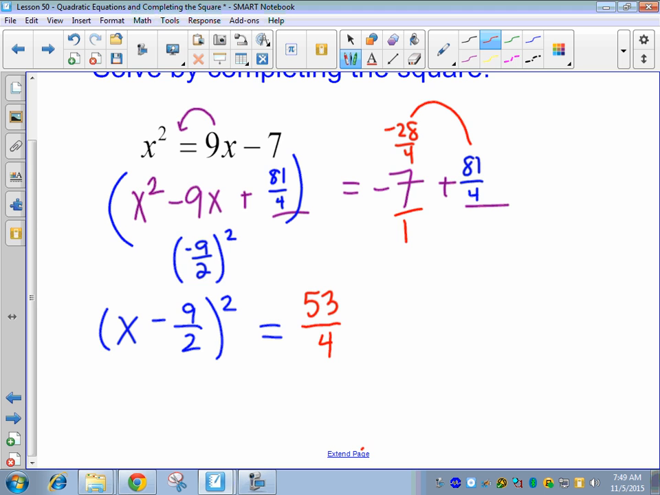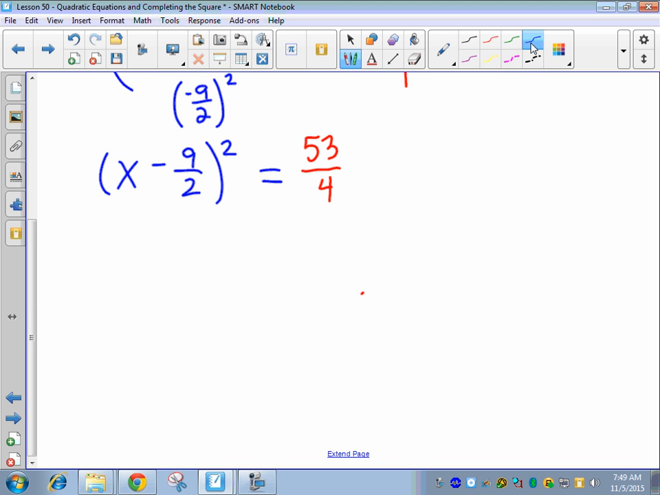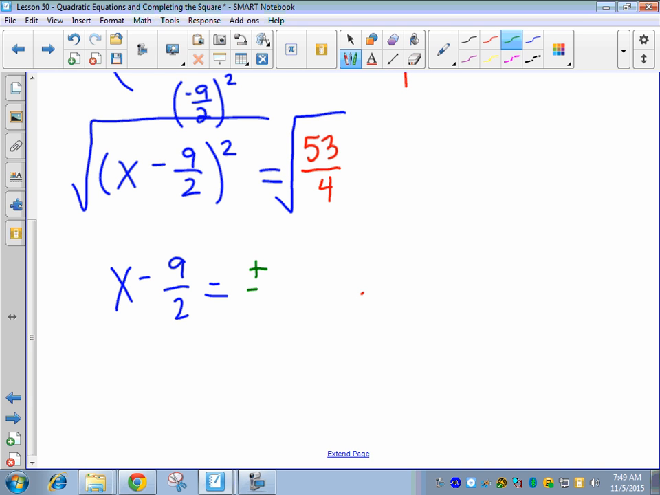Okay. And now we're going to square root both sides to get rid of the square. So x minus 9 halves. Over here, don't forget the plus and minus. If one of those is a perfect square number, take it. So now I have the square root of 53, and I'm going to go ahead and put over 2 because the square root of 4 is 2.